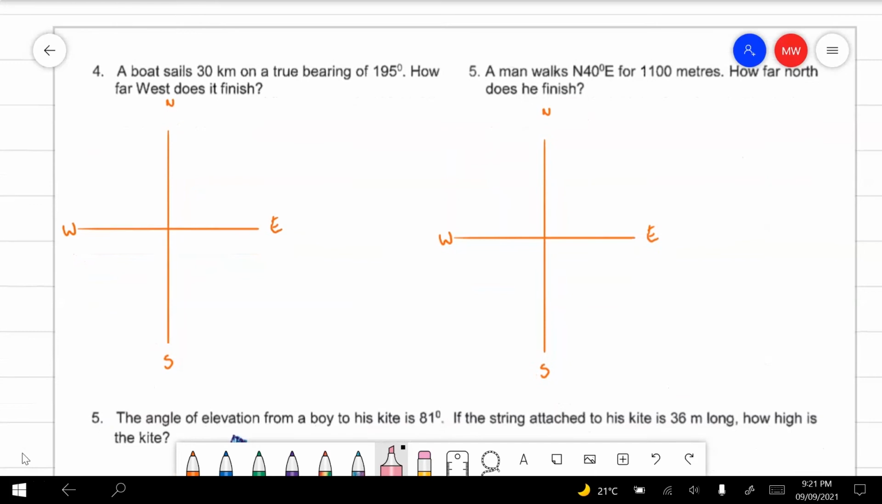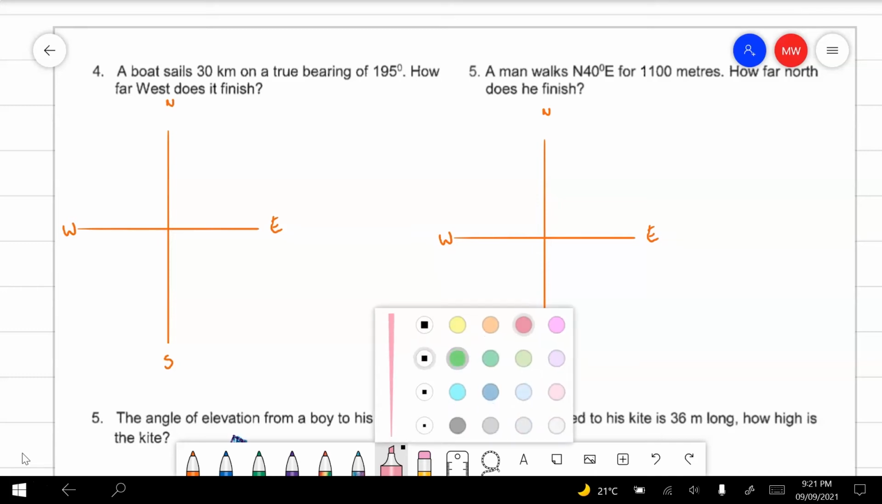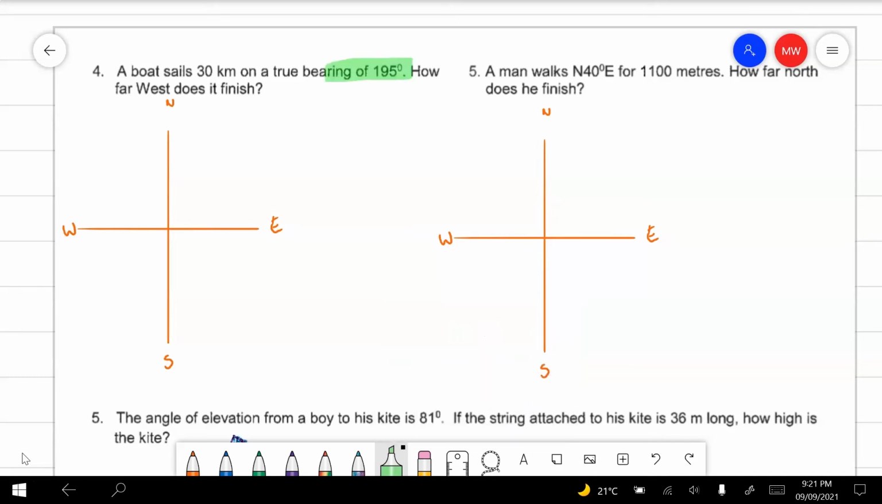Alrighty, moving on to question 4. This is questions about compass bearings, and it's possibly a new concept to a few people. There are two sorts of compass bearings here. There's a true bearing over here on the left, and then there's a northing bearing here on the right. So we'll go through what each of those mean as we do the question.